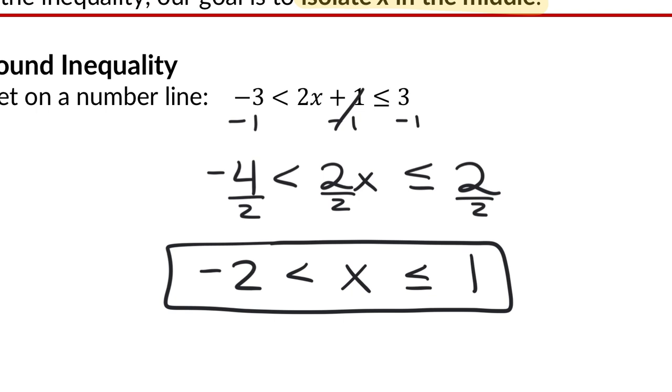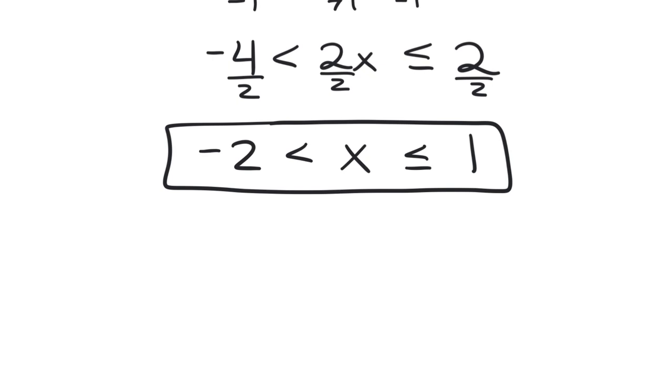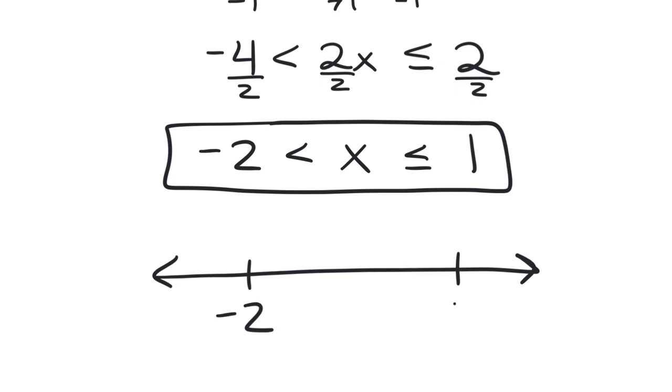That's our compound inequality solution. Now what does that look like on a number line? Well, we have two numbers to put on our number line this time. We have the number -2 and we have the number 1.